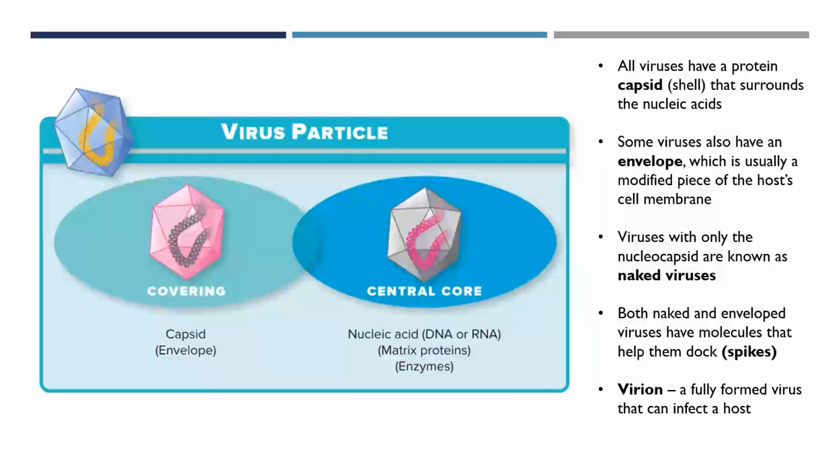Okay, so viral particles, all viruses will have a capsid. So I'd encourage you with this next section to keep in mind keywords like all and some. So all viruses will have a protein shell known as a capsid that surrounds their nucleic acids. Some of them, in addition to that shell, will have an envelope. So on the outside, if we look at the covering of a virus, they're all going to have that very geometric capsid in the pink here, and then some of them will have an envelope on the outside as well.